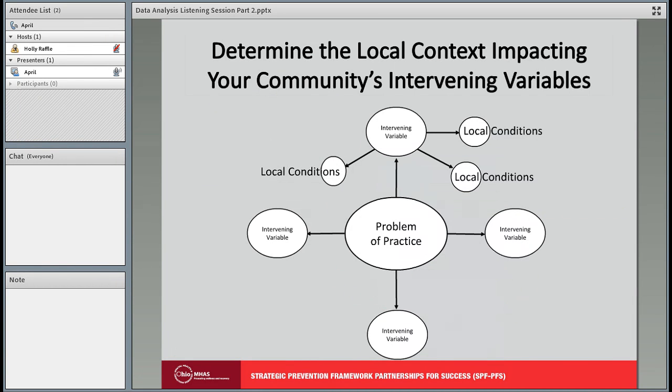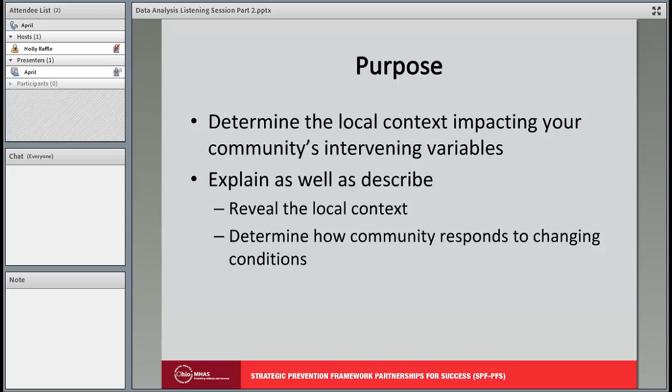As a reminder, the point of conducting your focus groups is so that for each problem of practice, we can identify the intervening variables from SAMHSA, and then the focus groups help us identify the climate in our communities that are impacting each of those intervening variables. So the purpose of the focus groups in this data analysis session is to determine that local context and explain as well as describe.